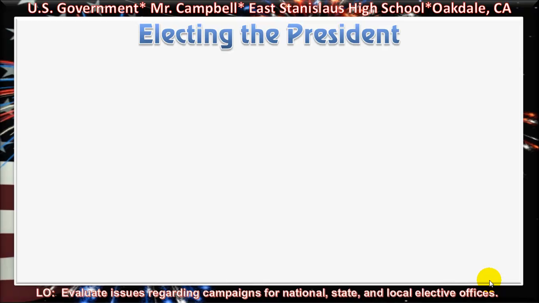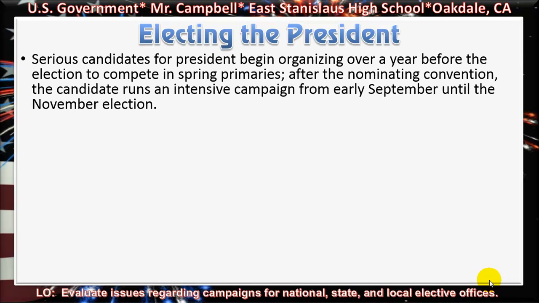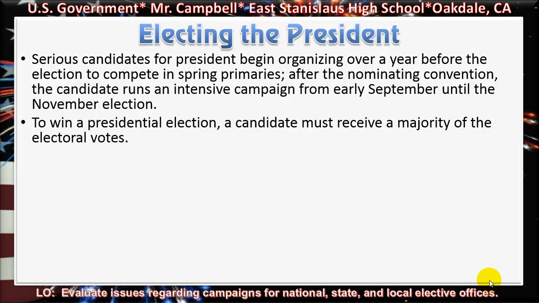Section 1, Election Campaigns. Electing the President. Serious candidates for president begin organizing over a year before the election to compete in the spring primaries. After the nominating convention, the candidate runs an intensive campaign from early September until the November election. To win a presidential election, a candidate must receive a majority of the electoral votes. So that's a key, and campaign strategies are designed specifically around that goal, winning a majority of the electoral votes. It's not winning the popular vote in the nation.